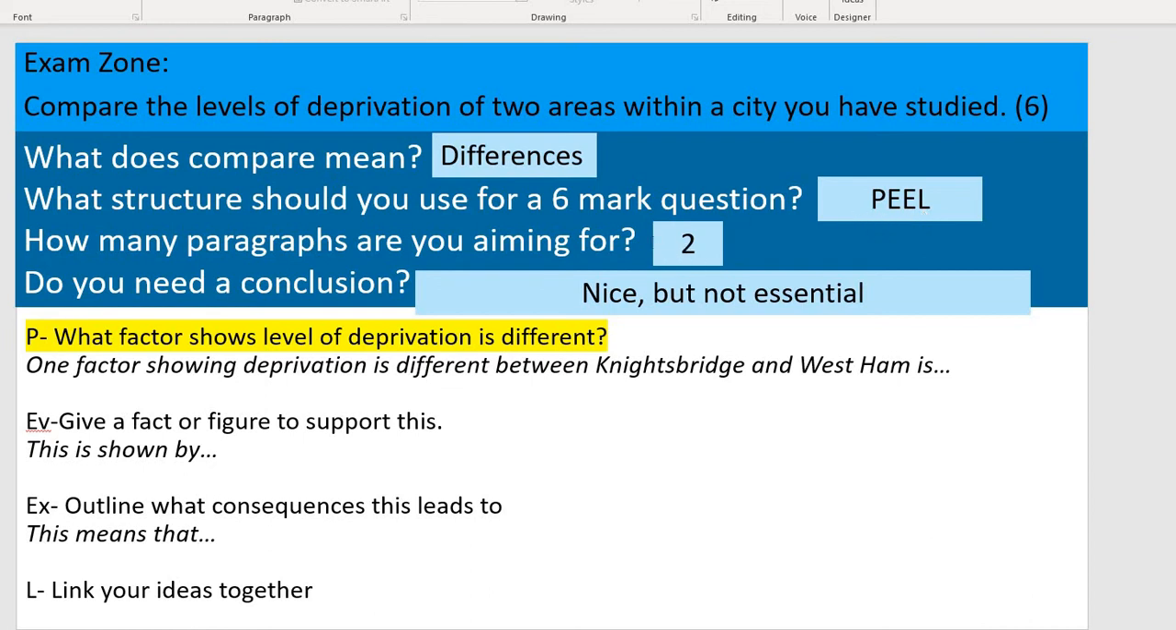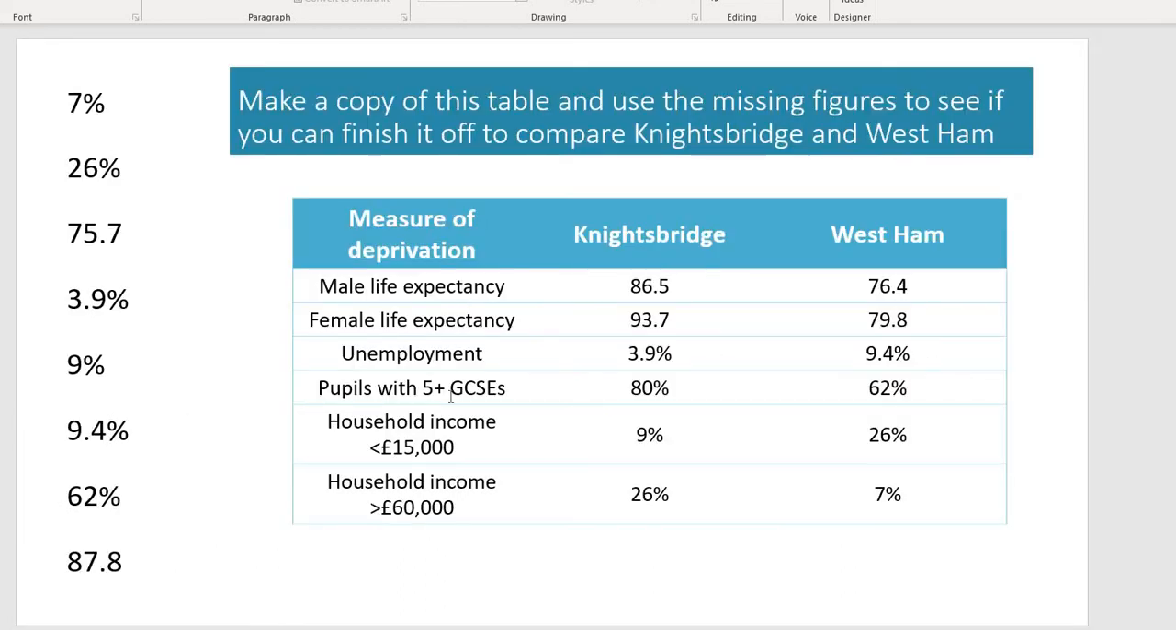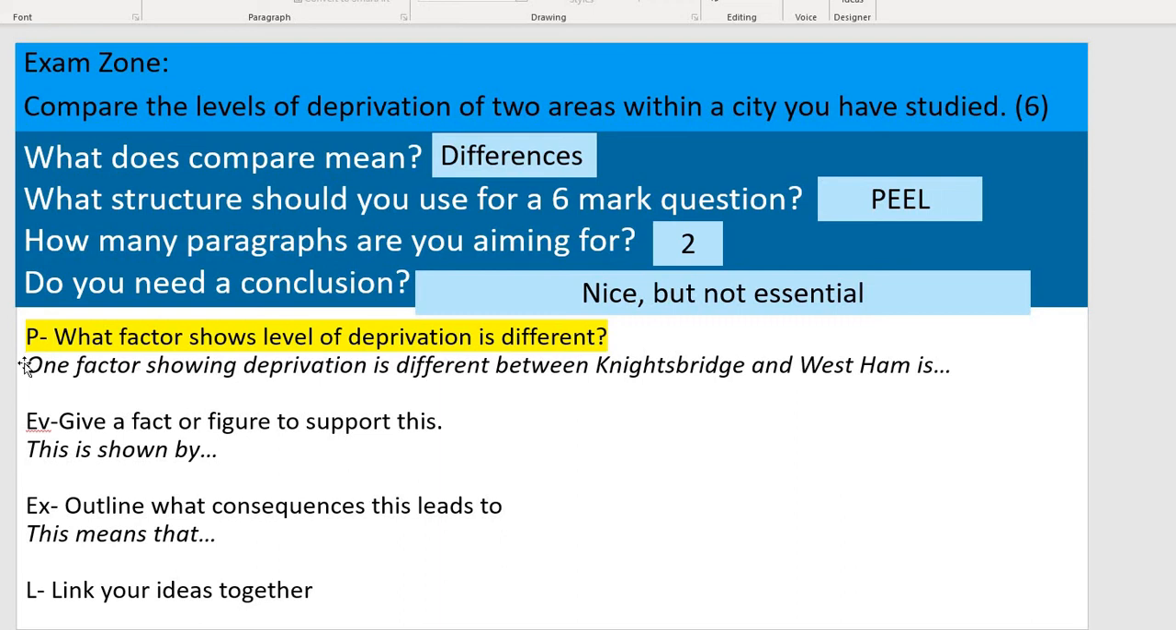And we need to aim for 2 paragraphs. So if we go back to the table, we had 4 different measures of deprivation. So you need to choose 2 that you are going to write about. And in your answer, you're going to do 1 paragraph for each one of those measures of deprivation. So you're going to say what the measure of deprivation is. You are going to use the facts and figures from the table to support it, so the wages or the percentages. You're going to explain what this means from a point of view of deprivation. So you're explaining why it shows deprivation. What does it mean for the people in real life?